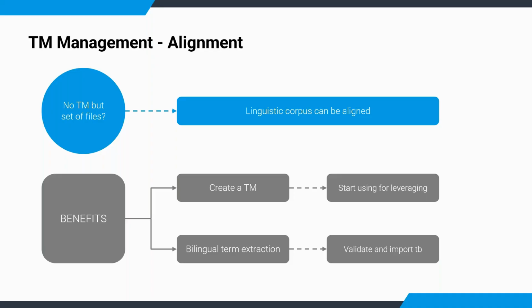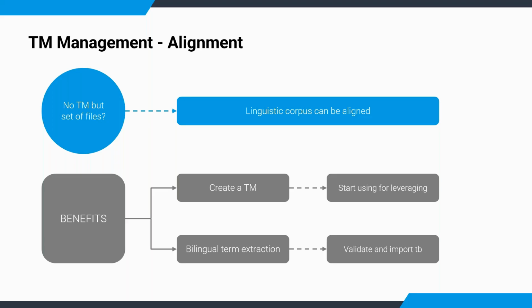Now, by doing so, we have immediate benefits. First of all, we can create a translation memory from those set of files, let's say English US and Spanish. We can align the files, create a translation memory, and of course, you can start using that translation memory for instant leveraging in your project. That is a very, very huge advantage that otherwise you cannot maximize if you don't have a TM.